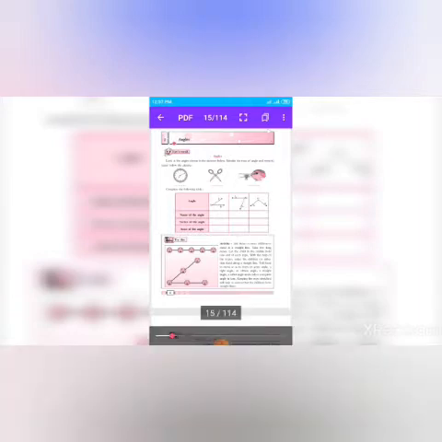Angles, standard 6th, lesson number 2. Let's recall angles. Look at the angle shown in the pictures below. Identify the type of angle and write its name below the picture.